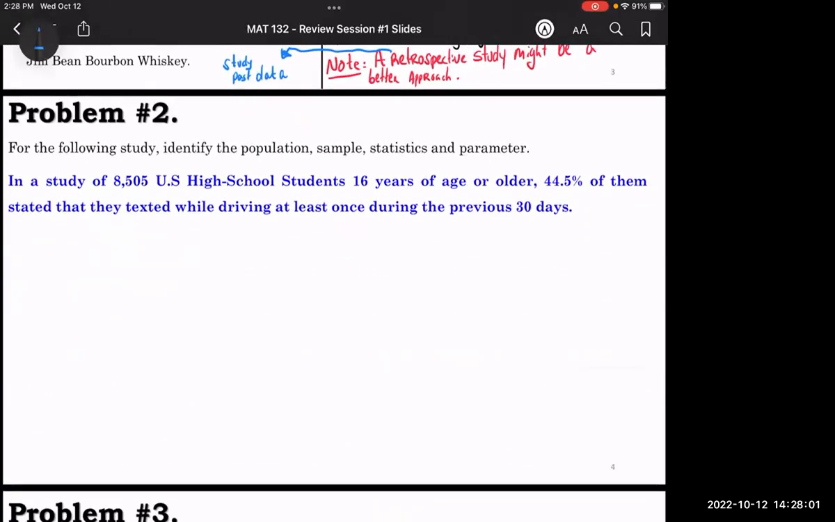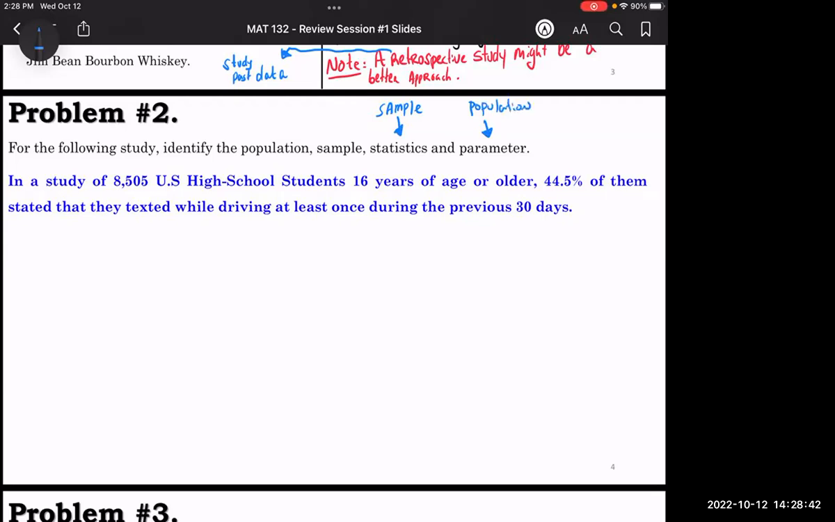So let's look at problem number 2. For problem number 2, it states that for the following study, we want to identify the population, the sample, the statistics, namely the sample statistics, and the parameter, right? So before we look at population and sample, just note that when we deal with statistics, one way of knowing what goes for which, what letter does statistics begin with? It begins with the letter S, so it's associated with a sample. On the other hand, parameter begins with the letter P, and it's associated with the population.